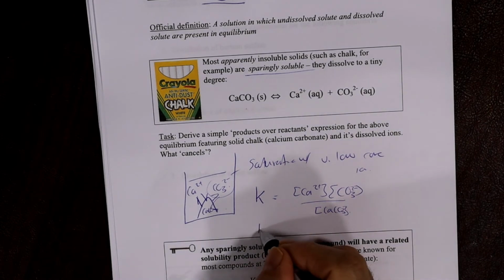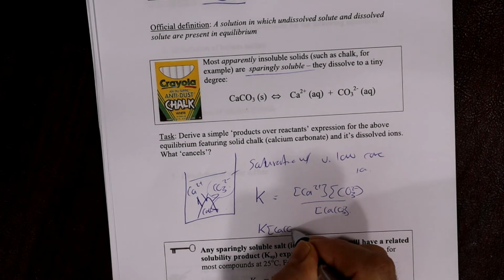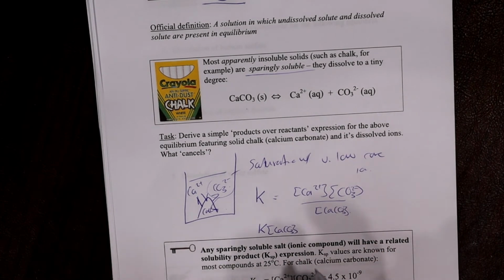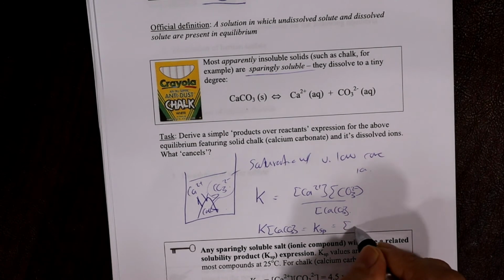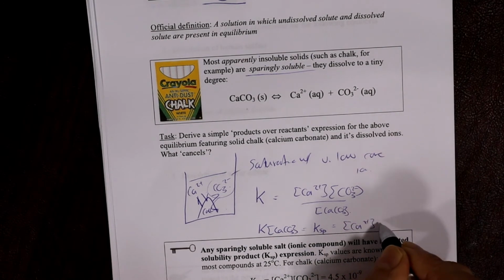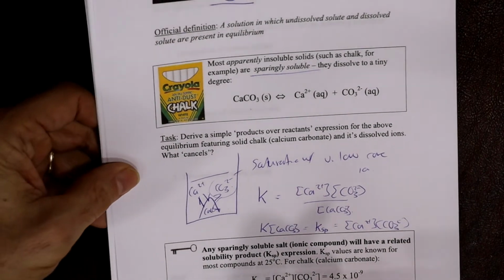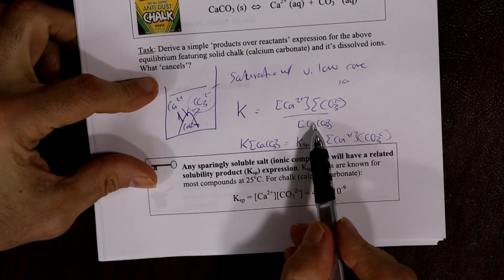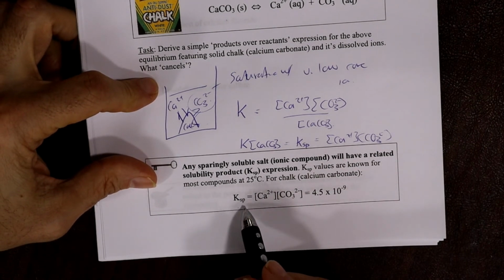So we can say, hey, K times calcium carbonate concentration equals a new constant, which we call the solubility product, which equals calcium 2 plus times carbonate 2 minus. Okay, same kind of thing. We're going to multiply the constants out, and we get what's called a solubility constant.